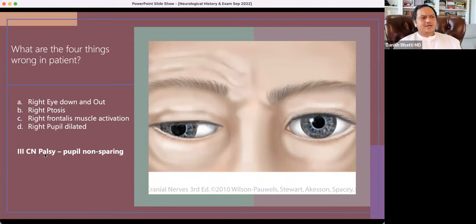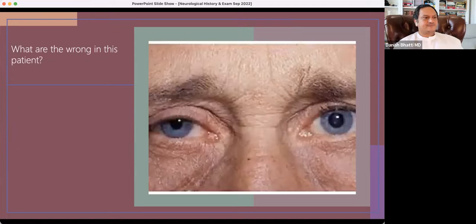So this is a third cranial nerve palsy. It is pupil non-sparing, involving the third cranial nerve palsy. I actually have a video on my YouTube discussing this specific topic, pupil sparing versus non-sparing third cranial nerve palsy, and I encourage you to go listen to it to give you an idea why these examinations are important.